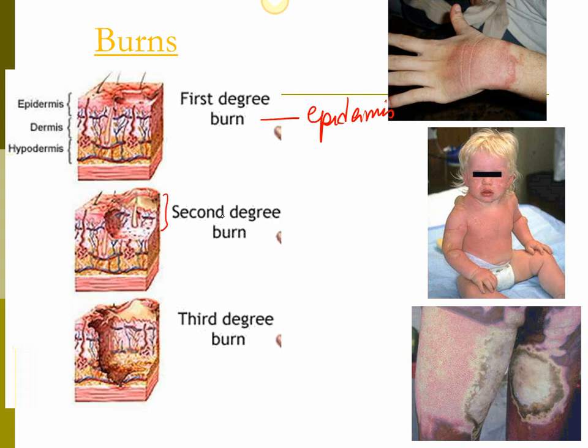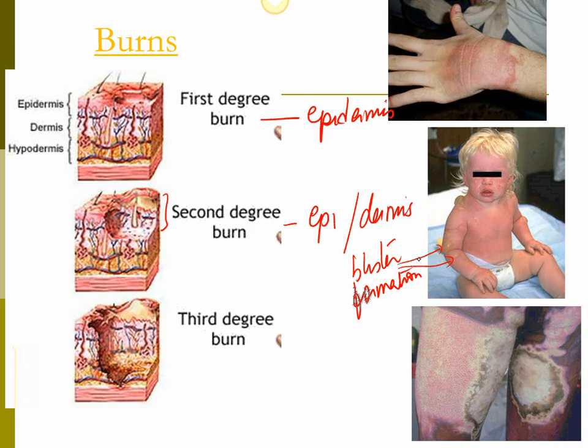Second degree burn, notice, involves both the epidermis and part of the dermis. And usually you'll see blisters form. Blister formation is very common in second degree burns because it involves the dermis, and usually a little bit of separation between epidermis and dermis occurs and fluid gathers there, and that leads to blisters. In both these, because the nerve endings present in the dermis get exposed, both these burns are extremely painful.